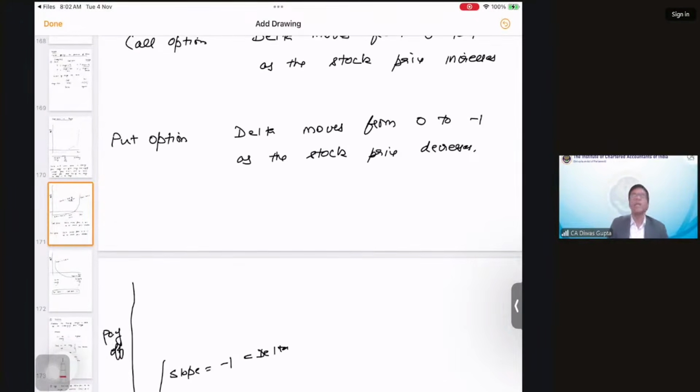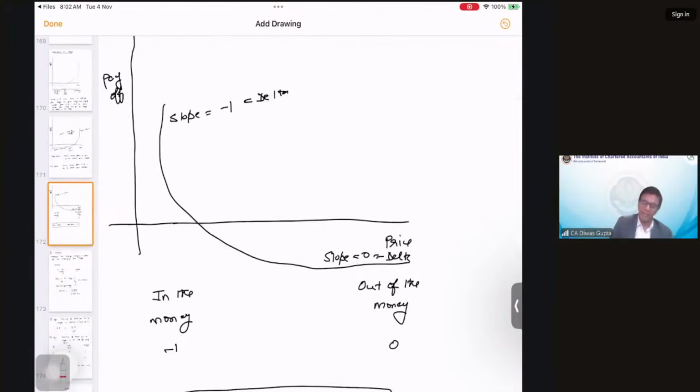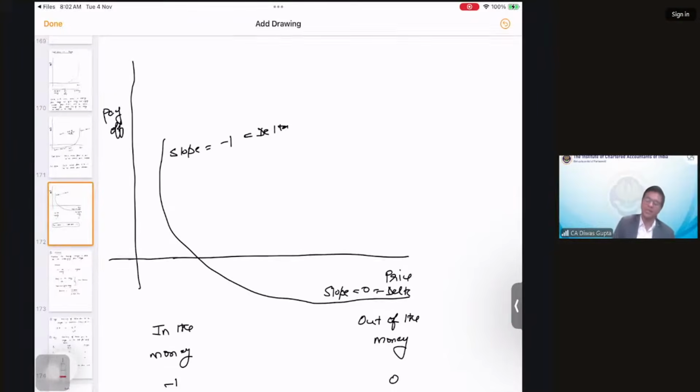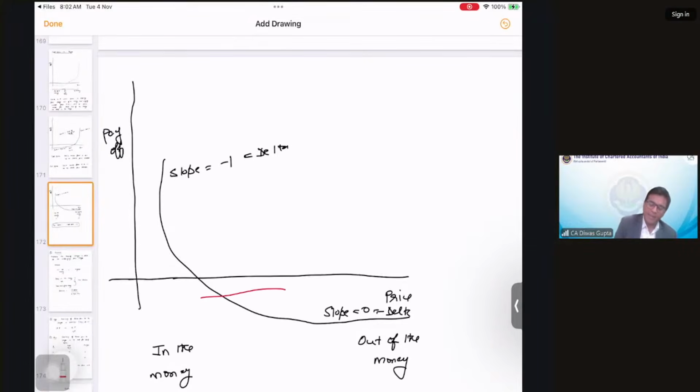Now for a put option, delta moves from 0 to minus 1, right? As the stock price decreases. If you see, this is the part here, because the prices are decreasing but the payoffs are increasing. That is where the slope is minus 1. Clear, students?